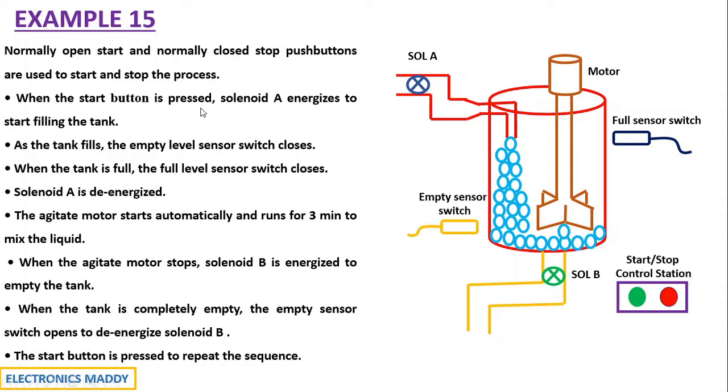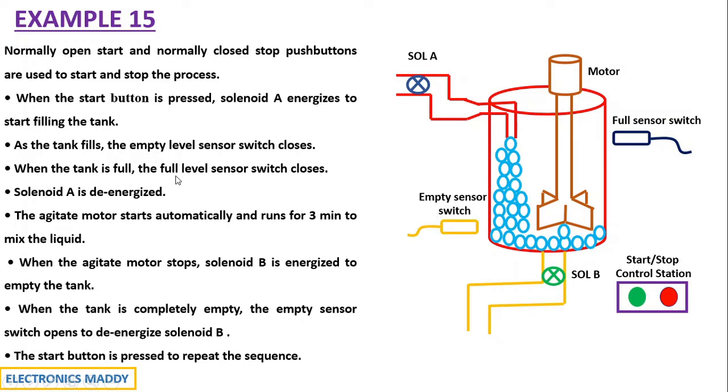When the start button is pressed, solenoid A energizes to start filling the tank. That means when you press the start push button in the control station, solenoid A will be energized and it allows the liquid to flow through and the tank starts filling. As the tank fills, the empty level sensor switch closes. So once the tank starts filling, the empty level sensor switch will close. That is basically acting as a short circuit in the ladder diagram.